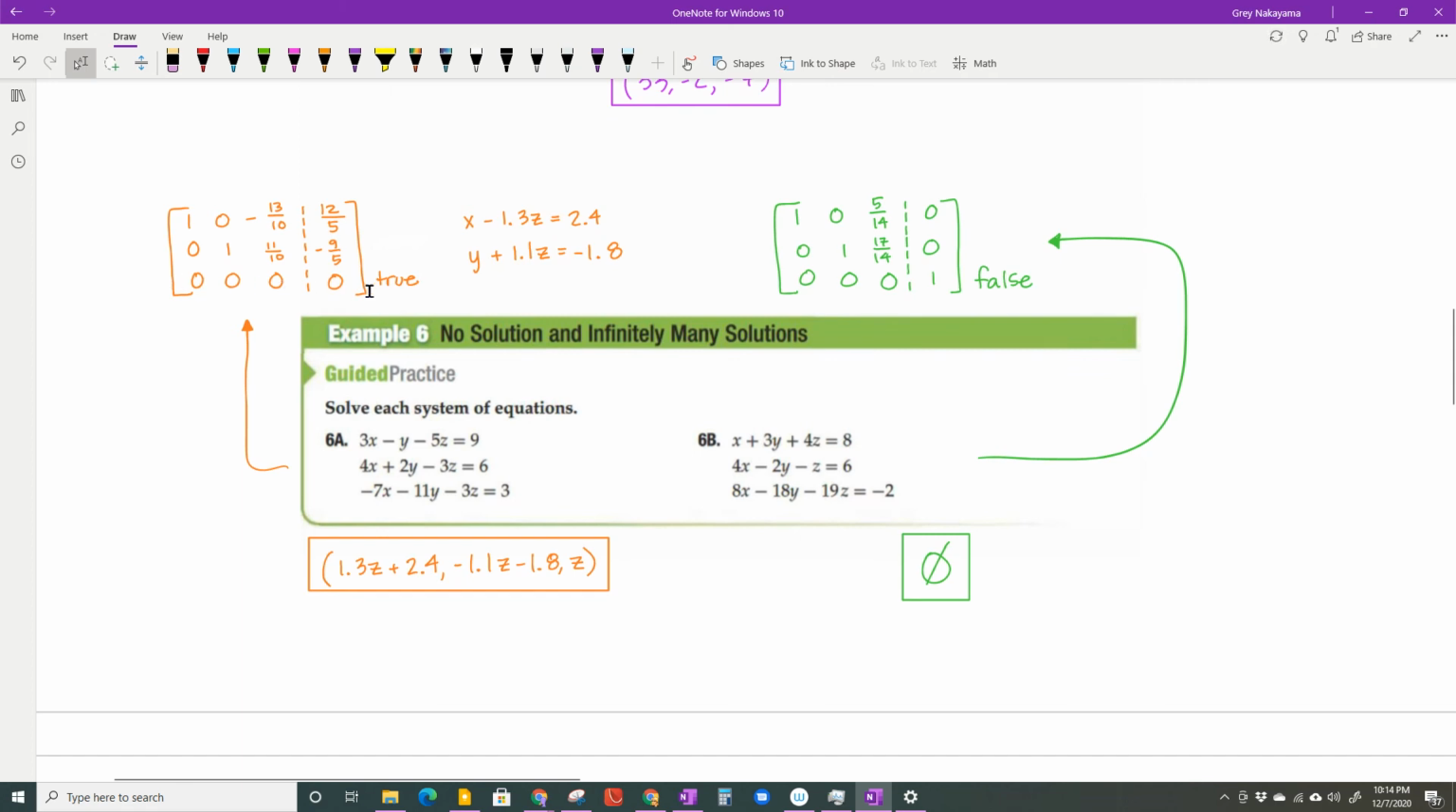So if you get all zeros on the bottom, then you have infinite solutions. If you get zeros on the left equal to a number, that's false, and you have no solution. And that is all there is to 3x3 matrices.